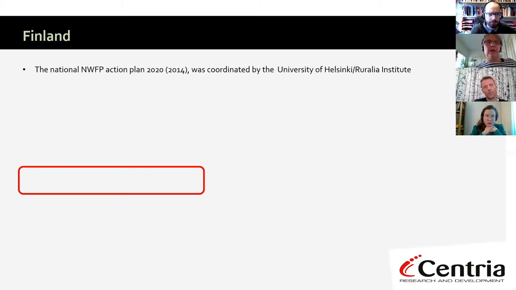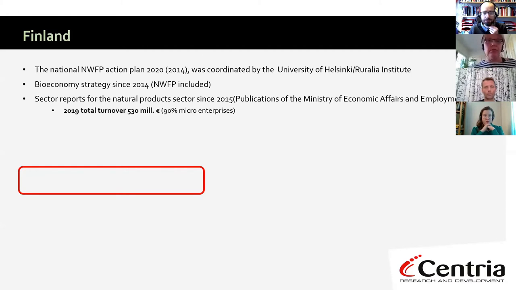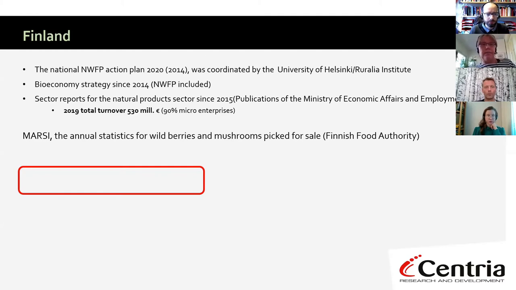So in Finland, we have had a national non-wood forest products action plan since 2014, and the work was coordinated by the University of Helsinki Ruralia Institute. We have had a bioeconomy strategy since 2014, and the non-wood forest products have been included in that strategy, and currently it's being updated. We also have had sector reports for the natural product sector since 2015, and also the annual statistics for wild berries and mushrooms picked for sale.